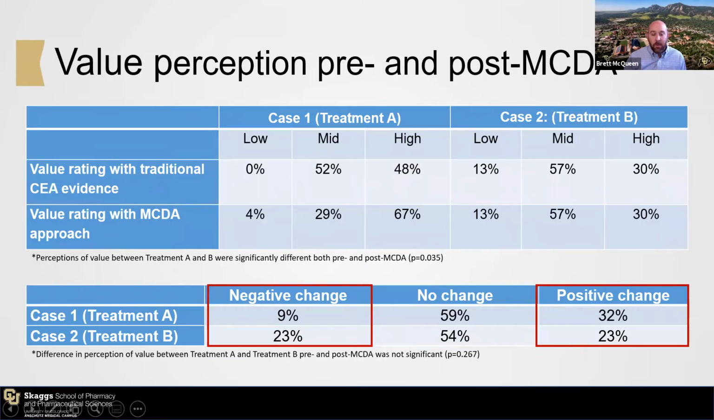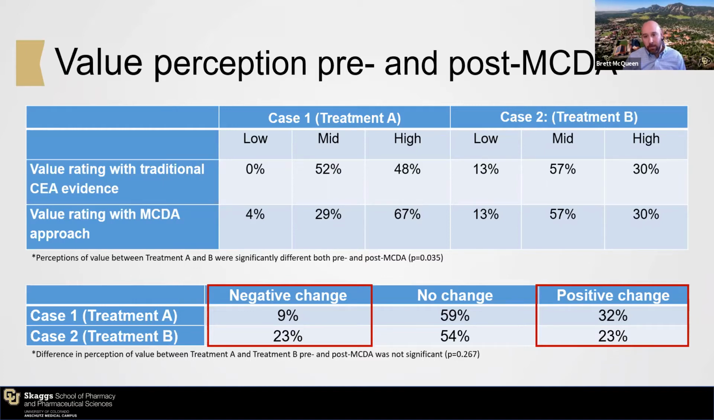So on the far left column of the top table, you'll see case 1 or treatment A. And the value rating with just the traditional cost effectiveness and net health benefit evidence suggests treatment A already has a high value placed on it. Almost every participant suggested it was intermediate or high value. And then, after the MCDA exercise, that didn't necessarily change. It shifted slightly to higher value, but MCDA didn't change their perception that that was a lower or a higher value. They thought overwhelmingly this was a high value therapy.